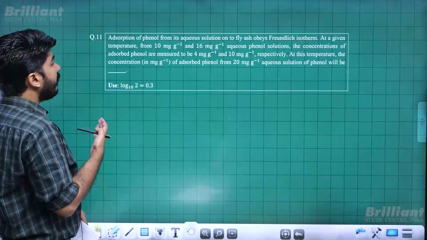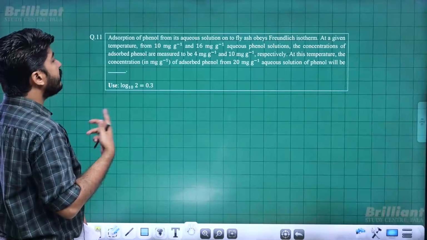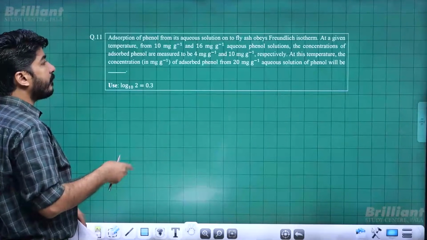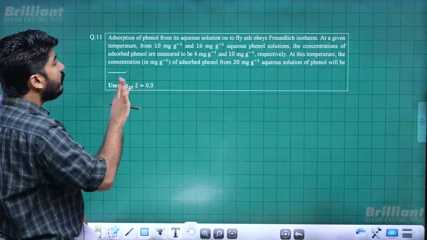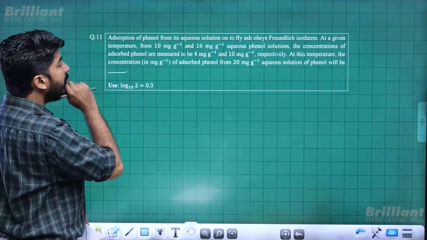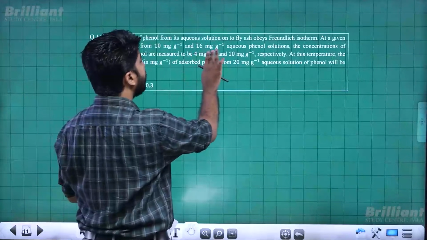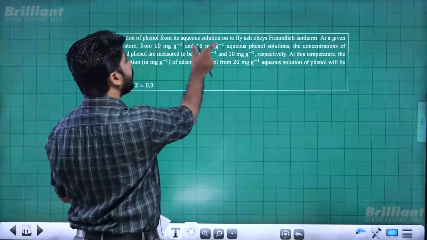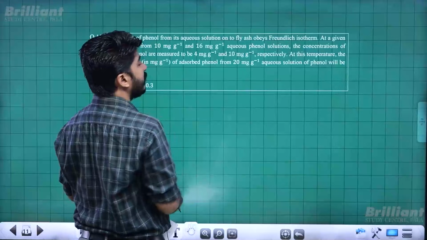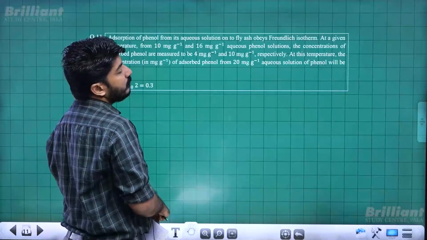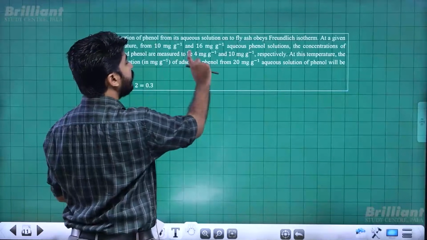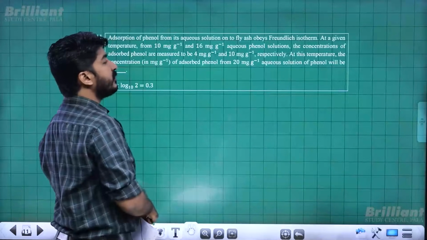Okay. So, this is talking about adsorption of phenol. Phenol is the adsorbate in the aqueous solution onto fly ash, which is the adsorbent. So, adsorption of phenol on fly ash is the background, and at a given temperature, from 10 mg per gram and 16 mg per gram phenol solutions, so these are the concentrations of phenol, the concentrations of adsorbed phenol are measured to be 4 and 10 respectively in the same units. Okay, so this is the adsorbed phenol concentration. This is the total phenol concentration in the solution. This is the adsorbed phenol concentration at the end.